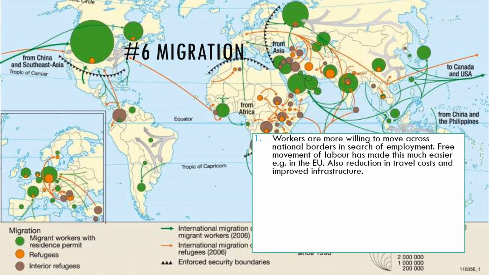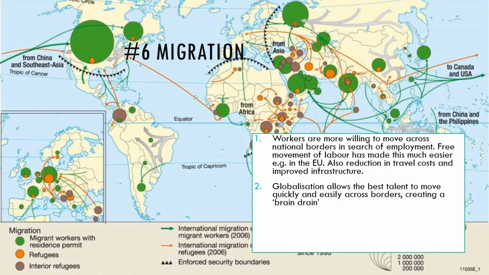So we might argue that in a globalized world, these days, workers are more willing to move across national borders in search of employment. Also, there have been some movements in the world to allow free movement of labour, for example, in the EU. A reduction in travel costs and improved infrastructure has also made it more possible for migration to take place.